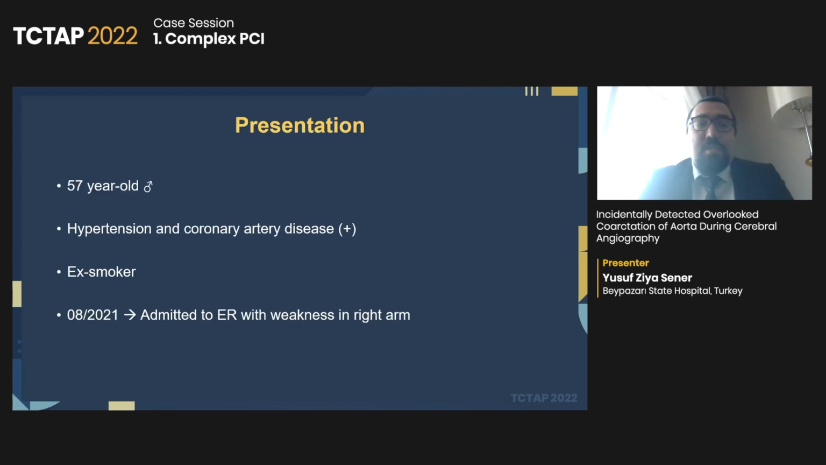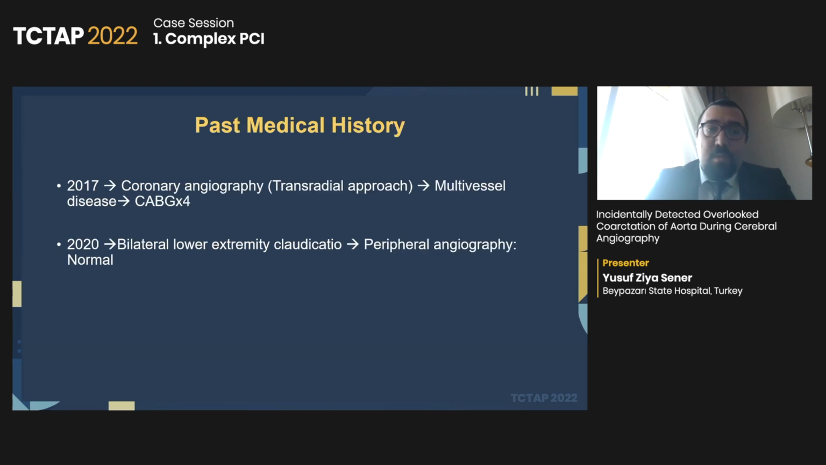Our patient was a 57-year-old gentleman, and he had a history of hypertension and coronary artery disease. He was an ex-smoker, and he was admitted to the emergency room with weakness in the right arm last year. His past medical history revealed that he had undergone a coronary angiography via transradial approach in 2017, and multivessel disease with a high SYNTAX score was detected, and so the patient underwent CABG.